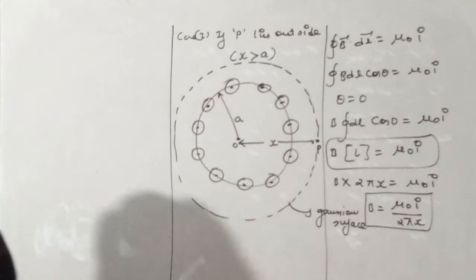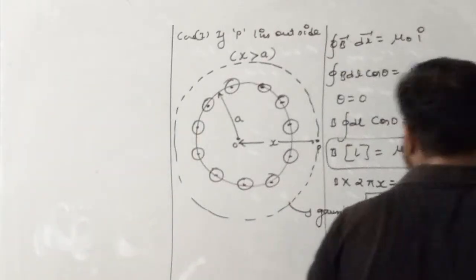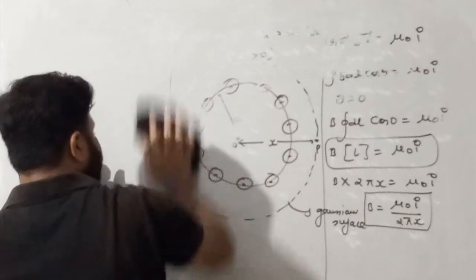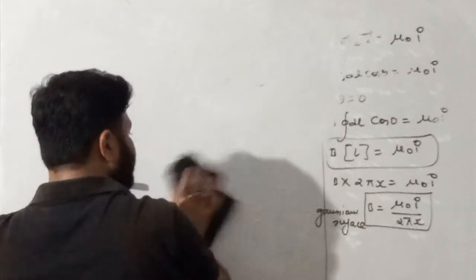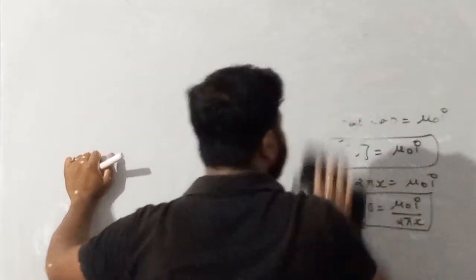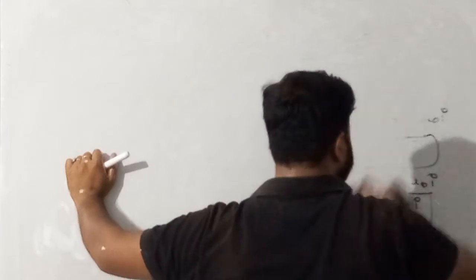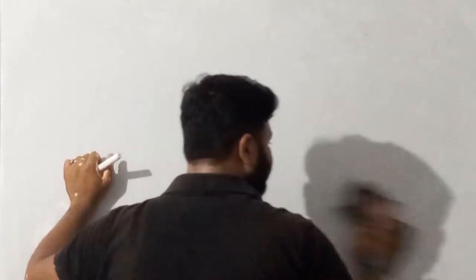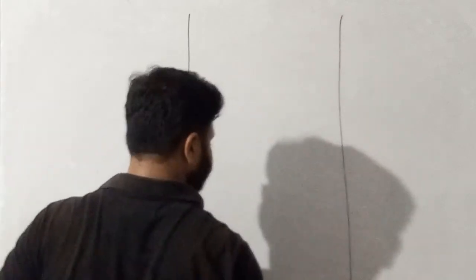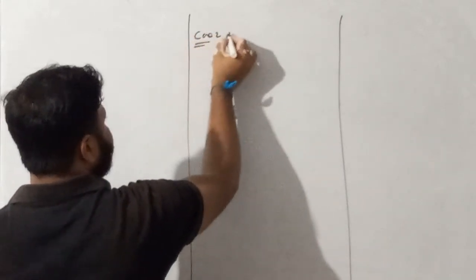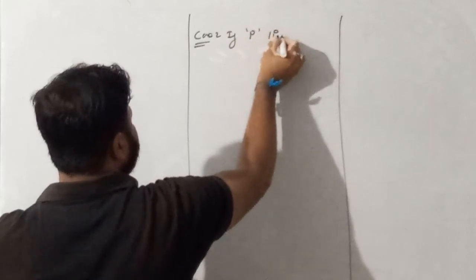Now let's discuss case 2, if P lies inside. Please write down case 2, if P lies inside the wire. We are discussing now case 2, if P lies inside the wire.